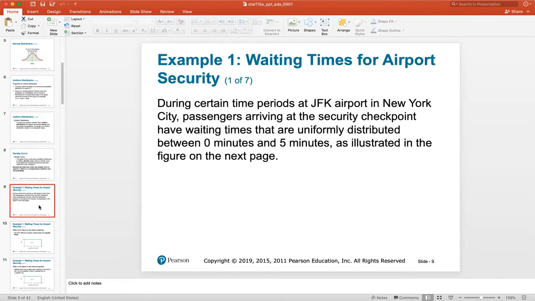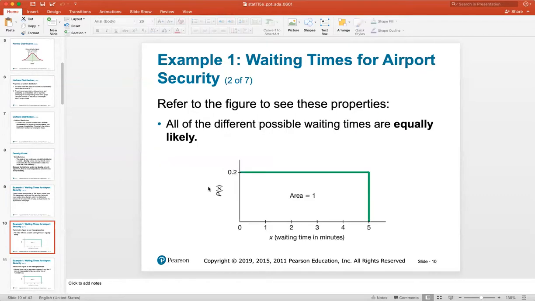Example one. During a certain time period at JFK Airport in New York City, passengers arriving at the security checkpoint have waiting times that are uniformly distributed between 0 minutes and 5 minutes, as illustrated in the figure on the next page. So you see that they are uniformly distributed, right? The graph must be like this.